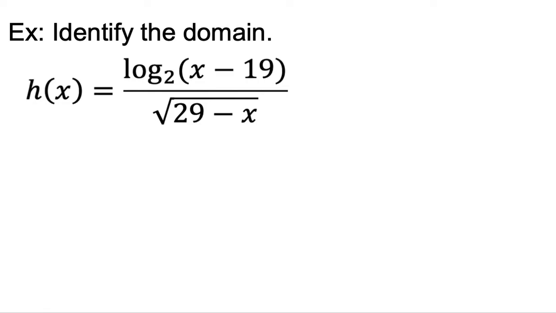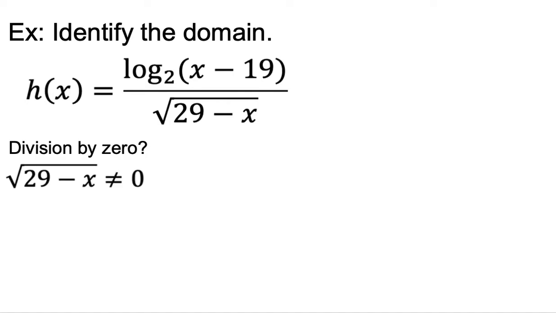h of x equals log base 2 of x minus 19 over the quantity square root of 29 minus x. Again, we begin with the first question. Are there any values that cause you to divide by 0? In this case, the denominator is the square root of 29 minus x, so that cannot be equal to 0.